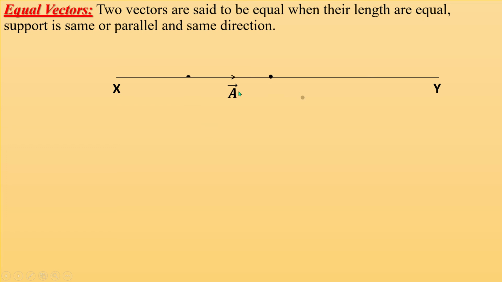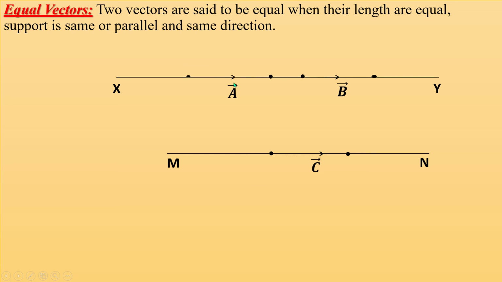xy is a support of the vectors A and B. Their directions are the same, and the magnitudes of vector A and vector B will be equal. Or I can take another vector whose support is mn, denoted by vector C. Their supports, that means xy and mn, are parallel, that means same or parallel.